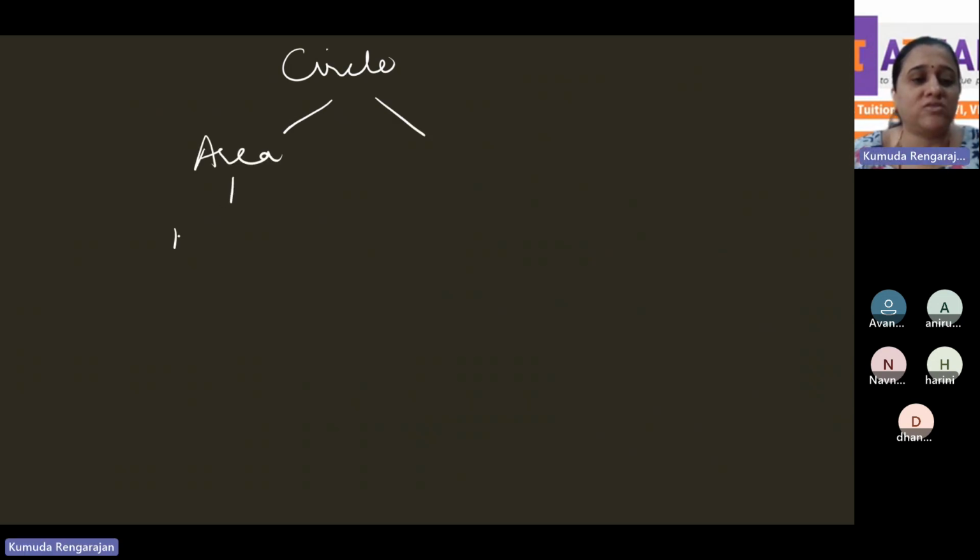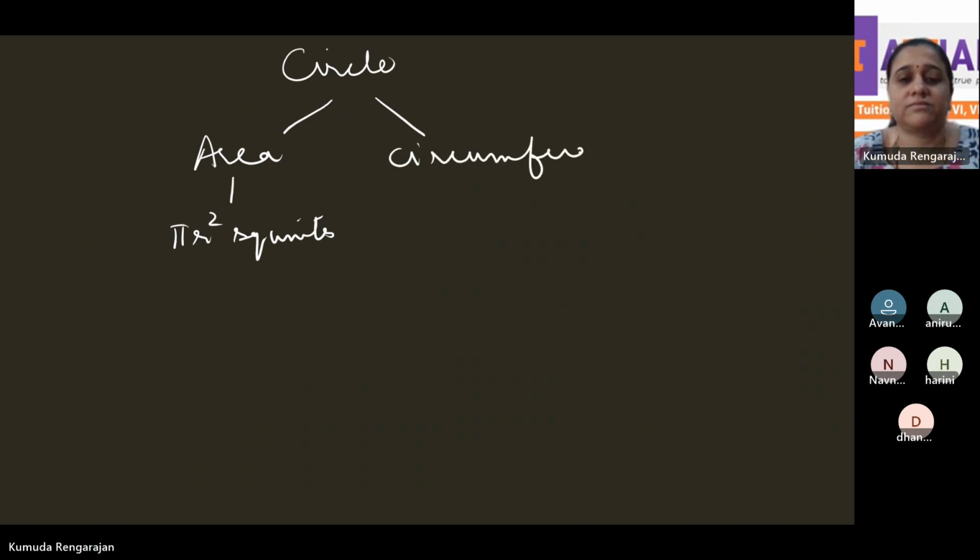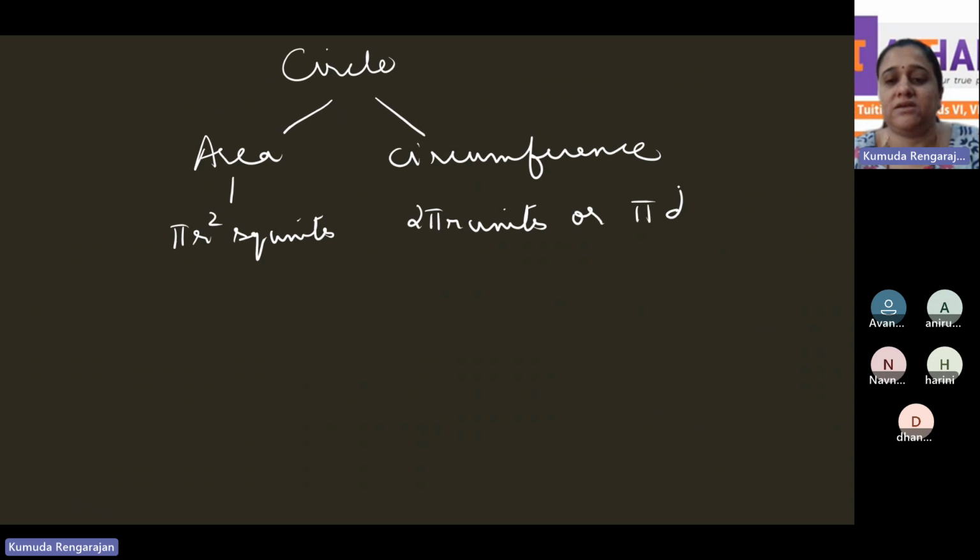Okay, so this chart will help you. When it comes to a circle, area is pi r square units, sorry, square units. Circumference is 2 pi r units or pi d units, anything you can use.